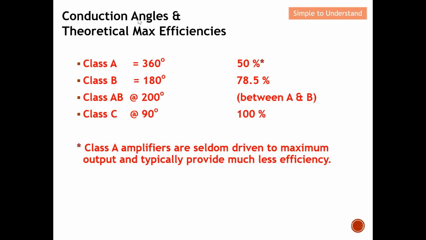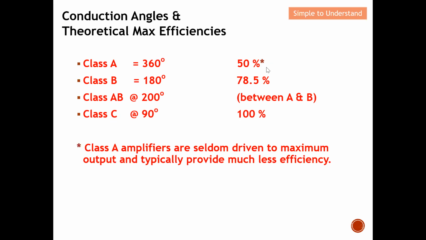Now the theoretical maximum efficiency for Class A, B, AB and C. You can see that Class A operates 360 degrees. Class B typically works at 180 degrees, and in order to have it work at 360 degrees, we need a push-pull amplifier. We also have the Class AB amplifier, which resolves the crossover issue of Class B. And then next, we have the Class C amplifier, which works at a small conduction angle.